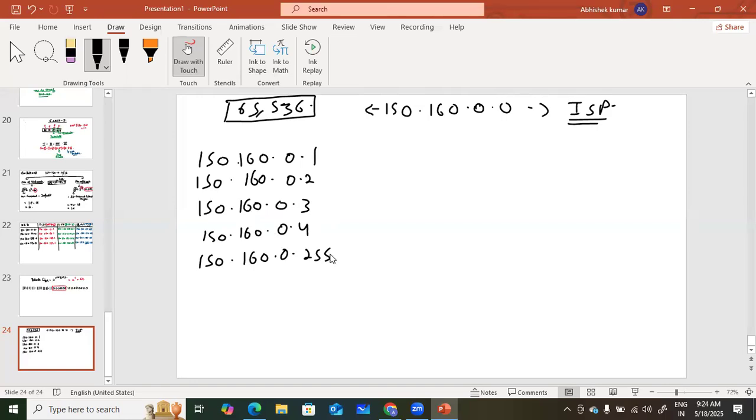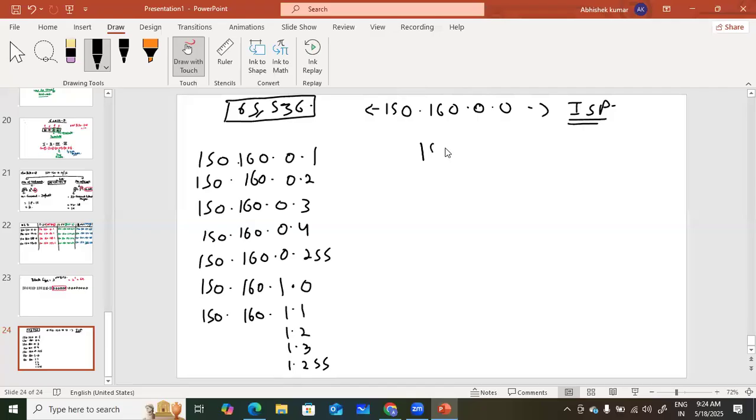Now, what will be the next IP after this one? 150.160. I know I cannot go beyond 255. My permissible limit is only 255 for the second, third, and fourth octet. So I'm going to go into my third octet, which is 0, and say 1.0. After this, 150.160.1.0, 1.1, 1.2, 1.3. Similarly, I will go till 1.255.